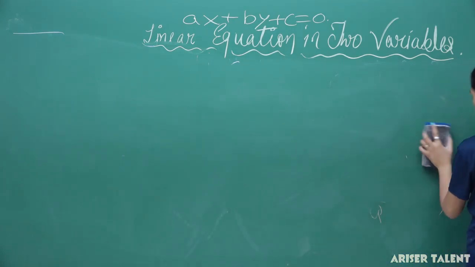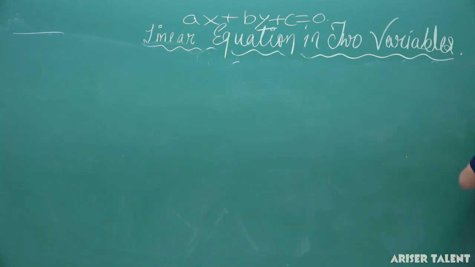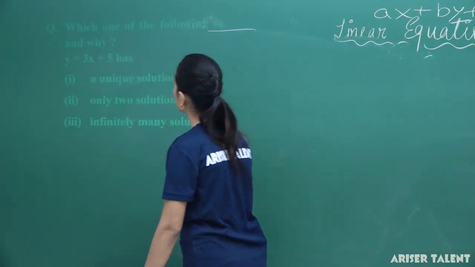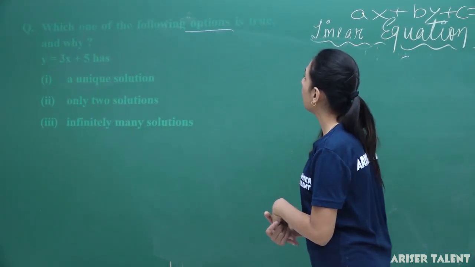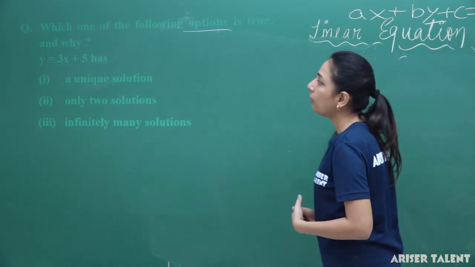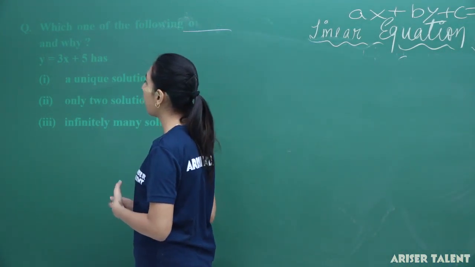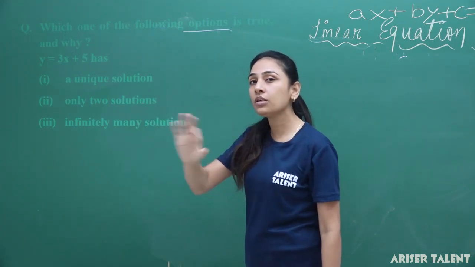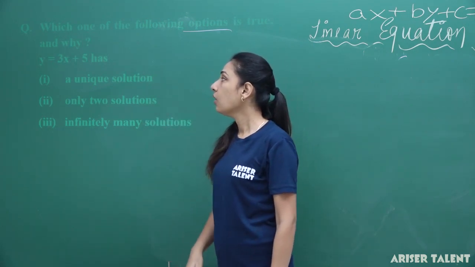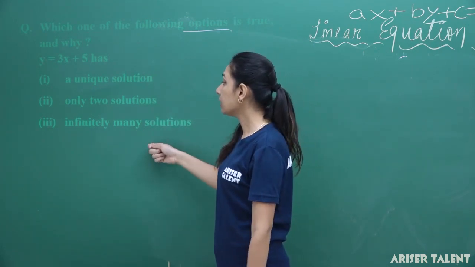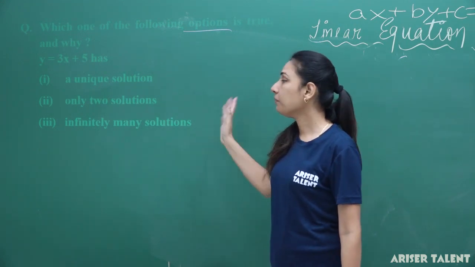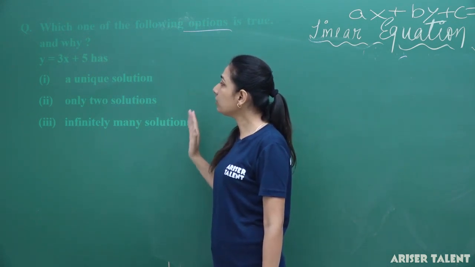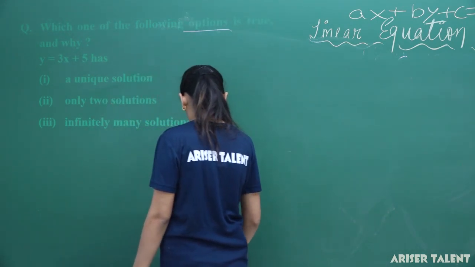So we can perform these operations. Now, which of the following options is true and why? y equals 3x plus 5 has, first, a unique solution. Second, only two solutions. Third, infinitely many solutions. So how many solutions will this equation have?